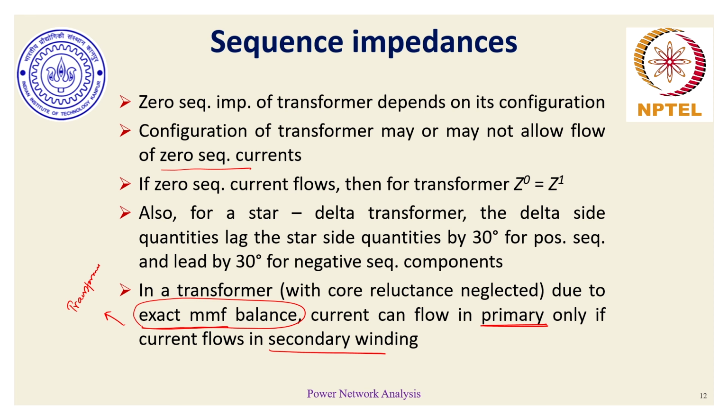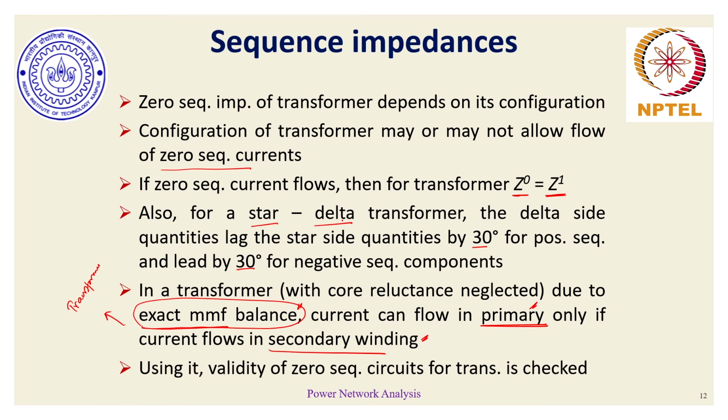So in case of transformers with different configurations, if the secondary circuit has to carry current, the primary might carry current depending on the configuration, thanks to the MMF balancing aspect. If zero sequence current flows, then the zero sequence impedance would be the same as the leakage impedance of the transformer. Also, for transformers with dissimilar configurations, we have seen this 30-degree phase shift between star and delta transformers, thanks to the way they are connected.